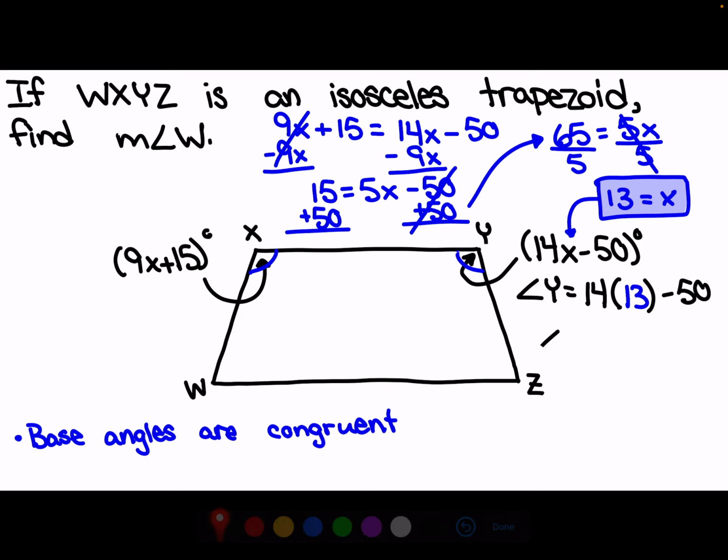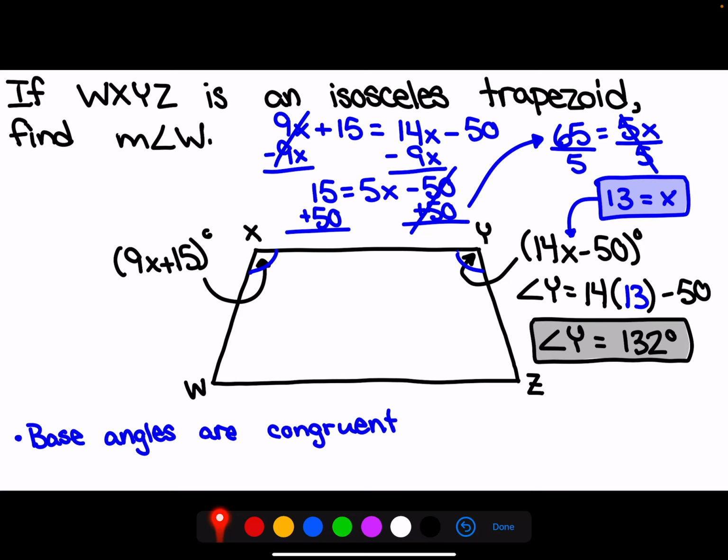Now it'll give us angle y equals 132 degrees. So I know both these angles are 132 degrees. Now further, since this is a trapezoid, the bases are parallel, which means angle y and angle z are supplementary, angle x and angle w are supplementary.